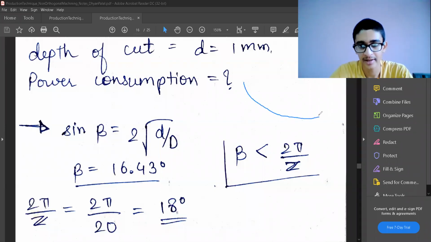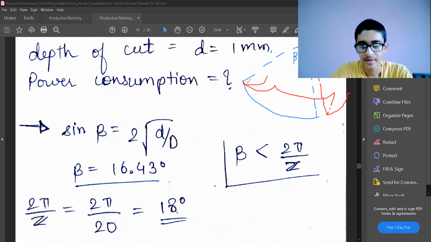So we had this angle beta. This was my complete angle beta, and here my beta angle is less than 2 pi by z. So this is the angle, 16.43 degrees. If I assume one of my teeth cuts over here at this end, the other tooth will actually be at this position, and this angle will be 18 degrees. That is coming from here. So that's the theory.